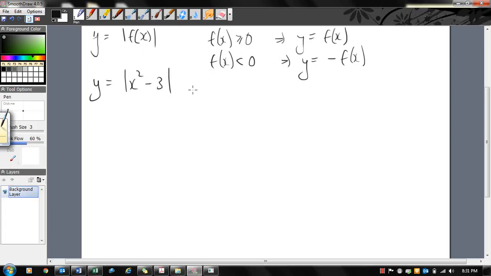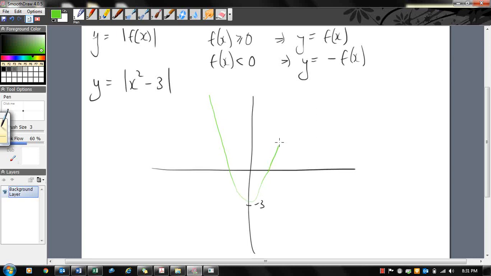Okay, so y is equal to mod x squared minus 3. So I'll firstly just start with drawing the function itself. So x squared minus 3, x squared is up here, minus 3, so you get minus 3 down here. And the function of that, before the modulus, I'm not doing the modulus yet, comes down here and up like that. So there's our y equals x squared minus 3.